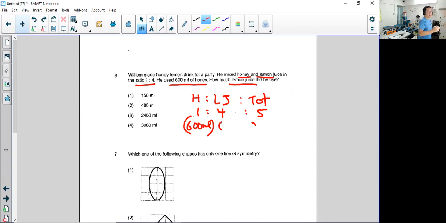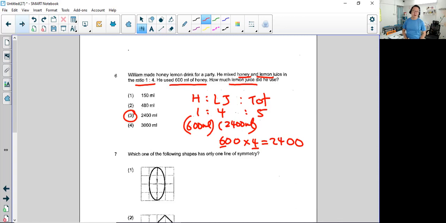So you take 600 times 4. Of course, there's a shortcut. The shortcut is to cover the zeros. 6 times 4 is 24, and you put back the 2 zeros. That will be 2,400 ml. So how much lemon juice did he use? He must have used 2,400 ml of lemon juice.